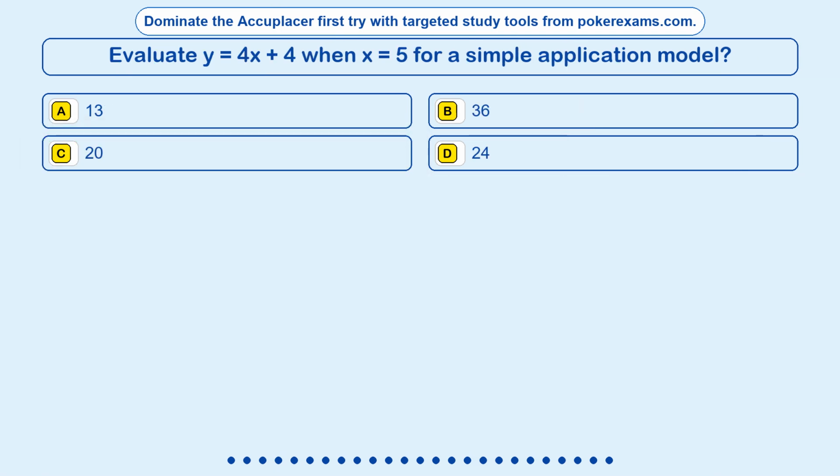Question 7. Evaluate y equals 4x plus 4 when x equals 5 for a simple application model. Option A, 13. Option B, 36. Option C, 20. Option D, 24.